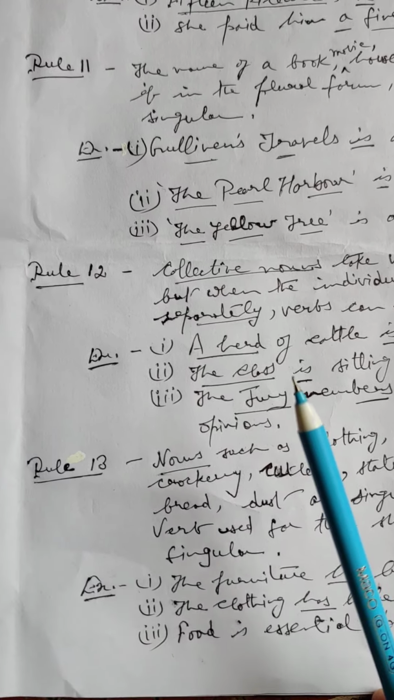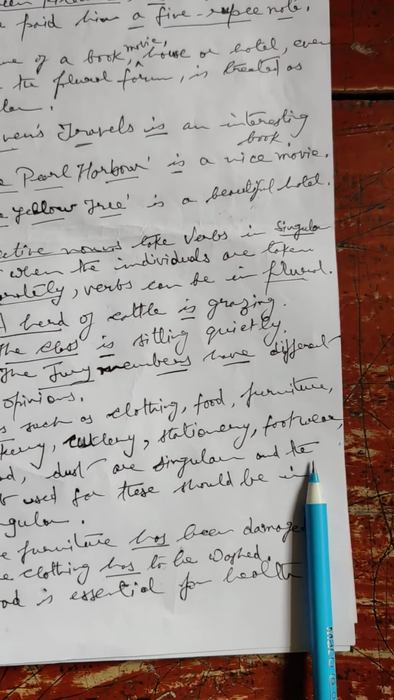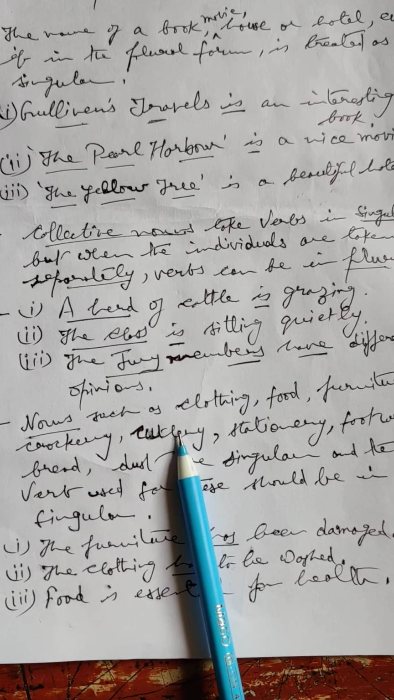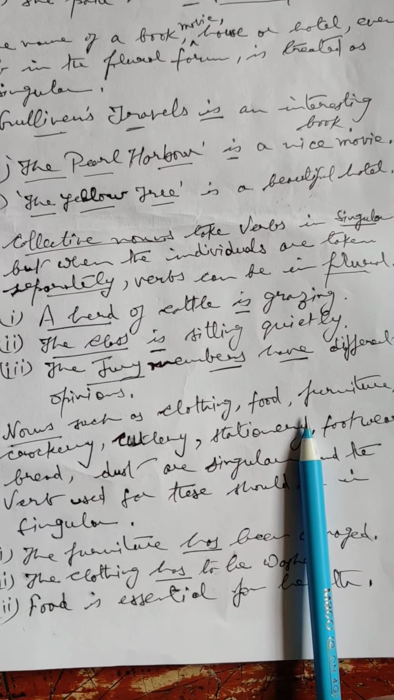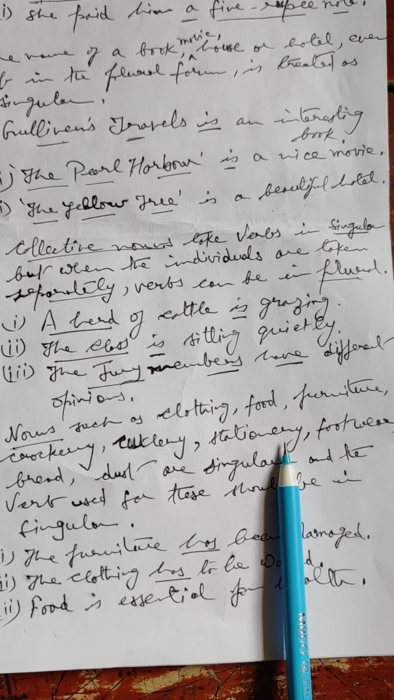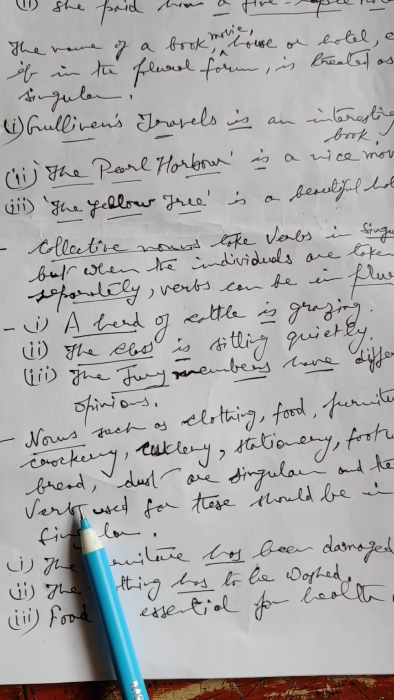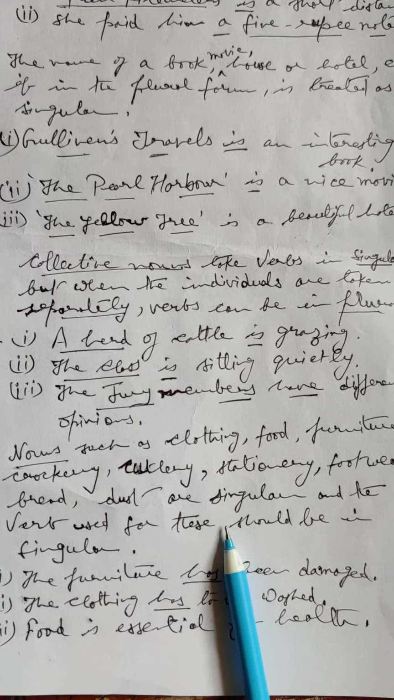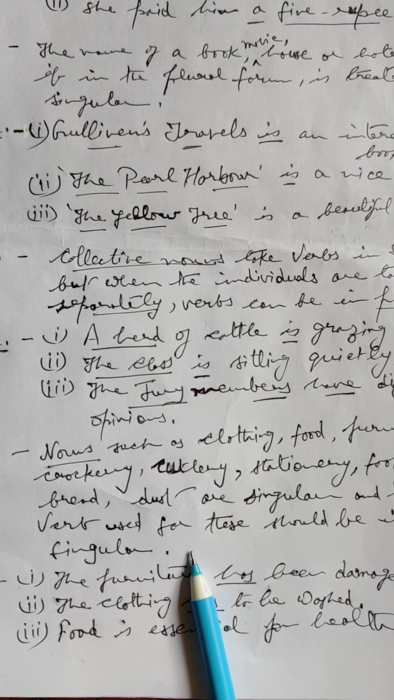Okay, in this way we learn how to do subject verb agreement. Now next rule: nouns such as clothing, food, furniture, crockery, cutlery, stationery, footwear, bread, dust are singular and the verb used for these should be in singular.